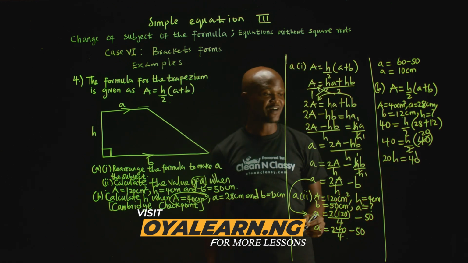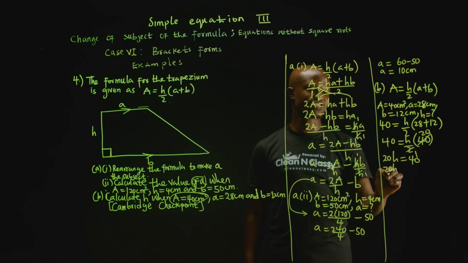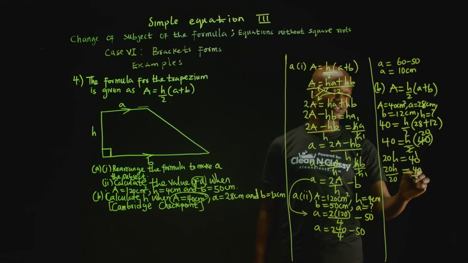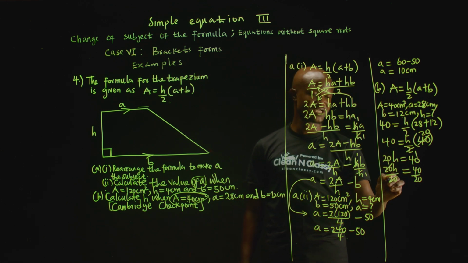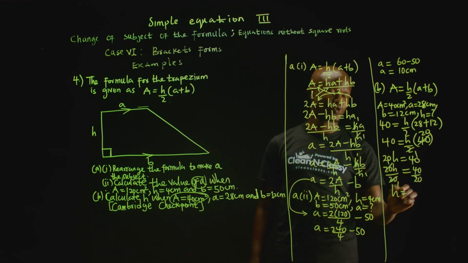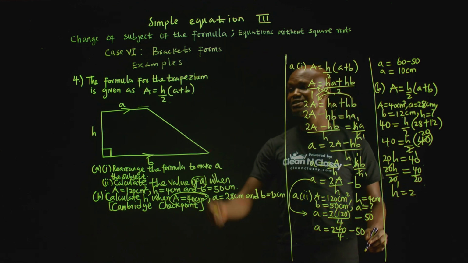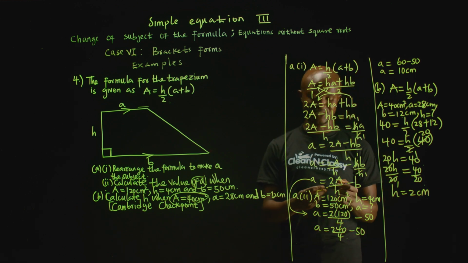Then from here we divide both sides by 20. So 20h divided by 20 equals 40 divided by 20. Now what do we have? 20 cancels 20. h equals 40 divided by 20, that is 2. And the unit is what? Centimeter. So h equals 2 centimeter. Thank you.